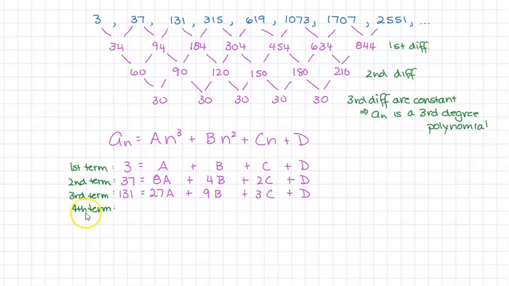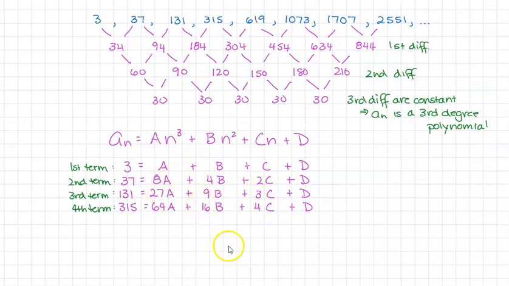And then finally, we let n equal 4. The fourth term is 315. And it's equal to 64a plus 16b plus 4c plus d. And this is a system of equations that you need to solve. Now, I am not going to solve it. I will solve it in the other video with Gauss to show you how to use that.